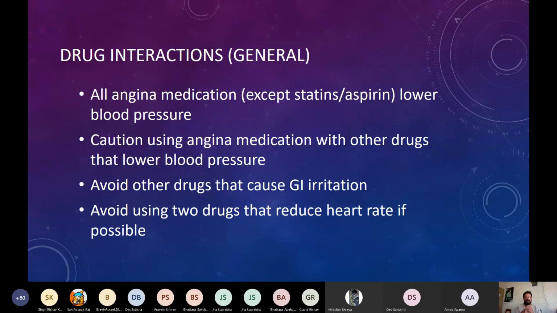I have been talking about this. Avoid other drugs that can cause GI irritation. Why? Because GI irritation will add to the pain and apprehension. Avoid using two drugs that reduce the heart rate if possible, so beta blockers and verapamil. You can see verapamil is a non-dihydropyridine that has a negative effect on the heart, as do beta blockers. Sometimes even other drugs that have similar effects should not be combined if possible.